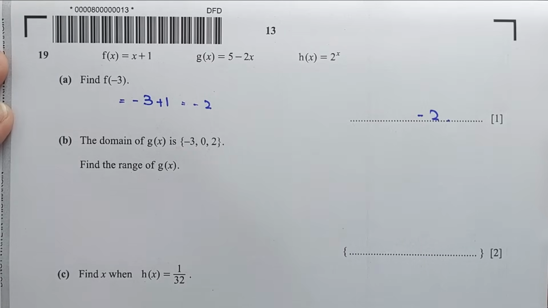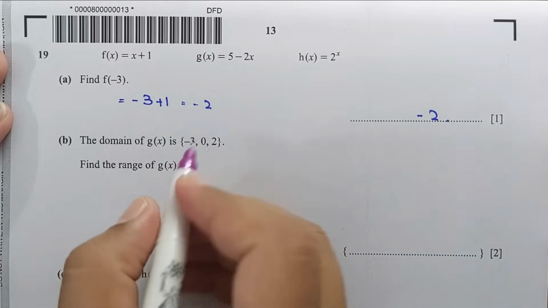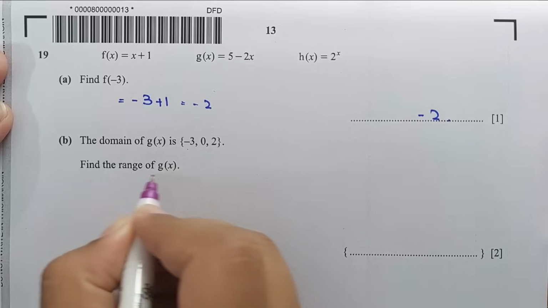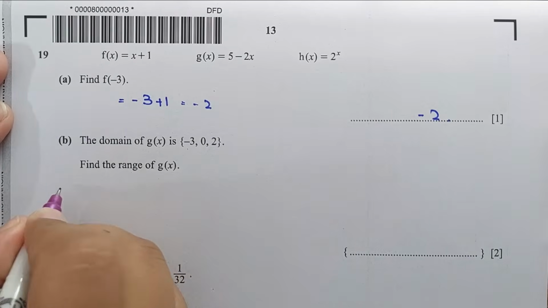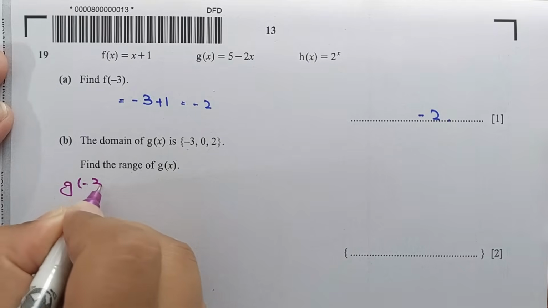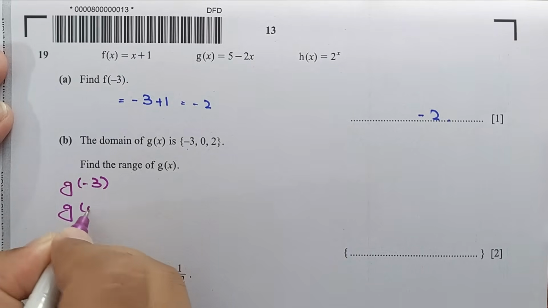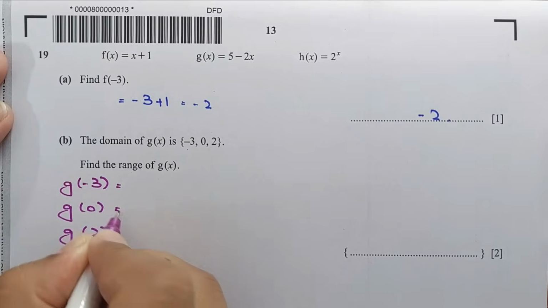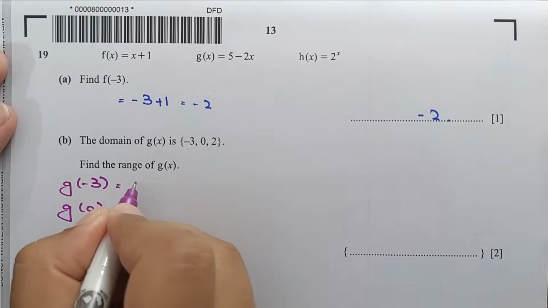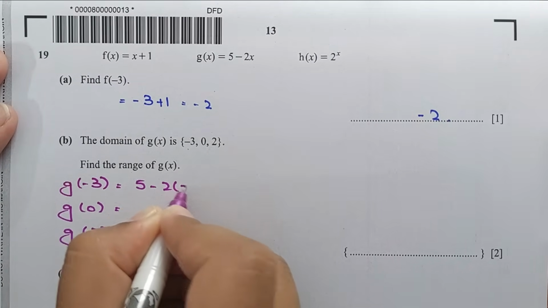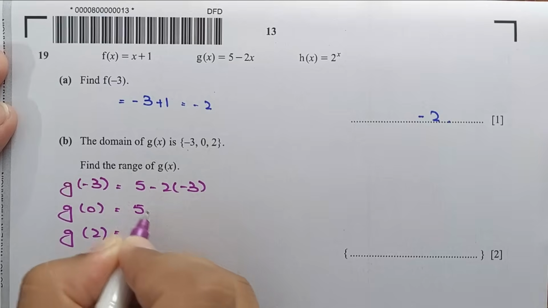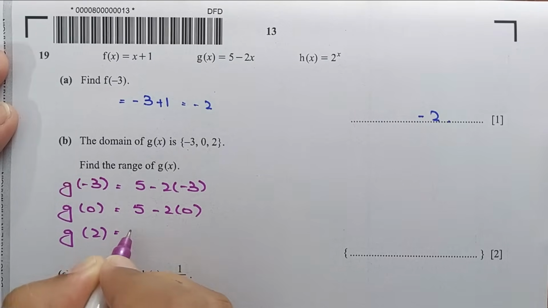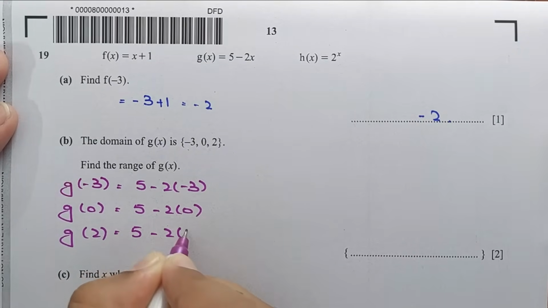Now for part B, the domain of g of x is minus 3, 0, and 2. Find the range of g of x. So we need to figure out what is g of minus 3, what is g of 0, and what is g of 2. That would be the range, the outputs, right? So 5 minus 2 times minus 3, 5 minus 2 times 0, and 5 minus 2 times 2.